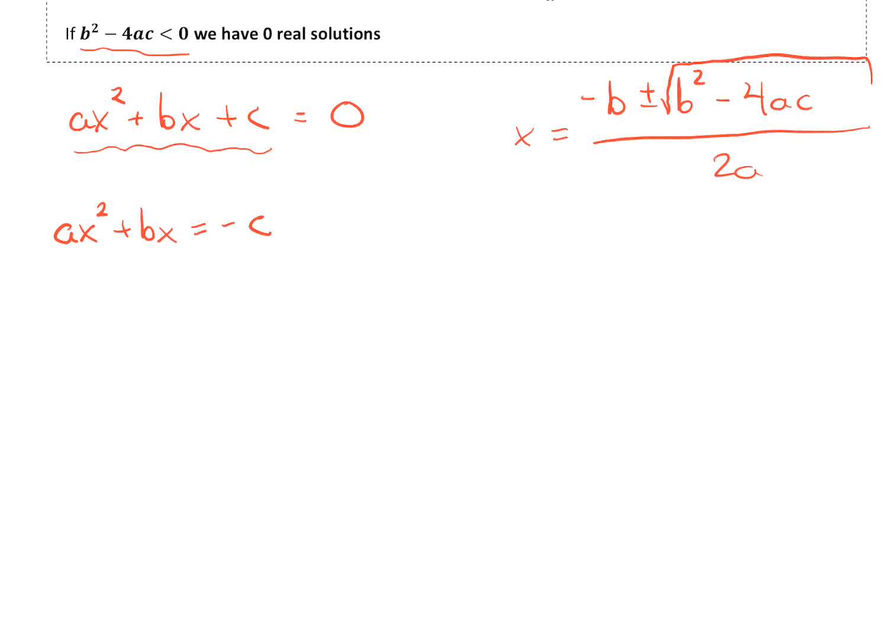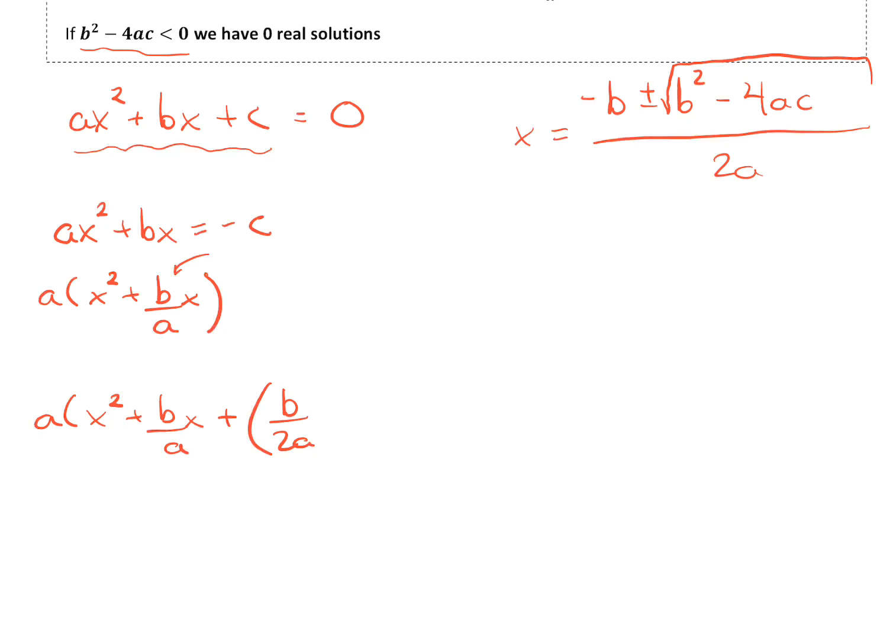First I have to factor out the a, right? And you end up here. And I'm going to divide this term by 2 and then square it. So you end up with this. So plus b over 2a, so that's it divided by 2, right? Squared, minus b over 2a squared, equals negative c.